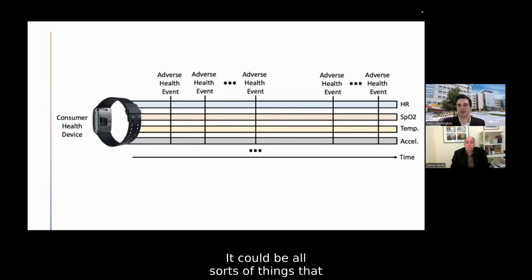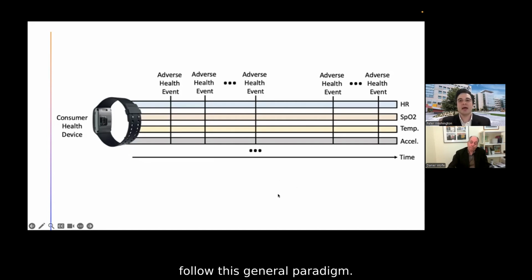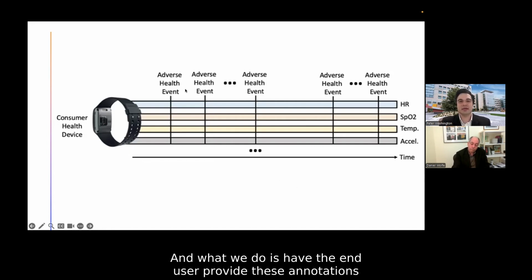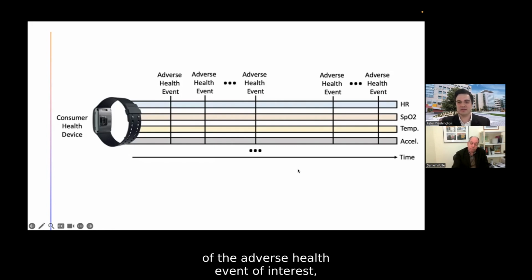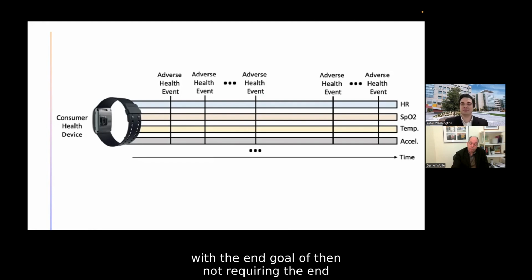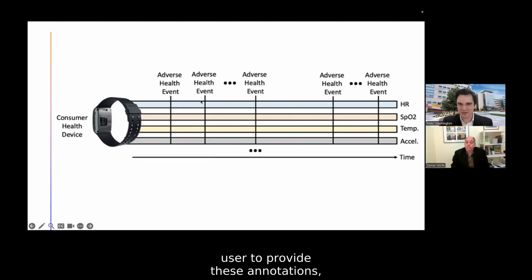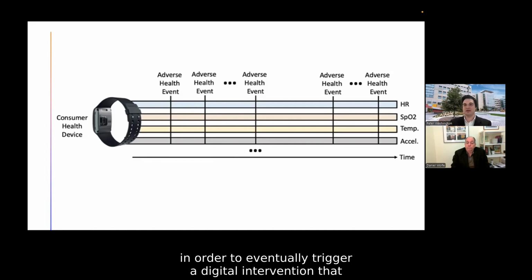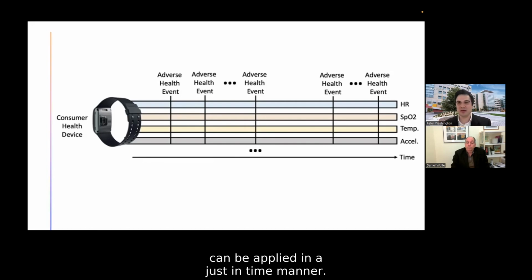It could be all sorts of things that follow this general paradigm. What we do is have the end user provide these annotations of the adverse health event of interest, with the end goal of then not requiring the end user to provide these annotations and automatically detecting them with AI in order to eventually trigger a digital intervention that can be applied in a just-in-time manner.